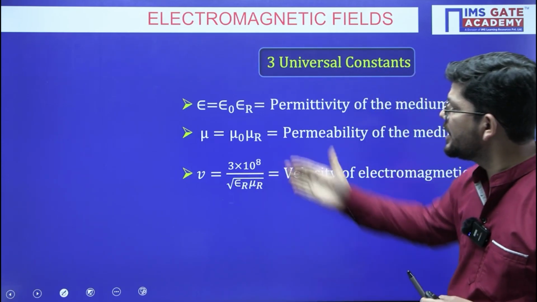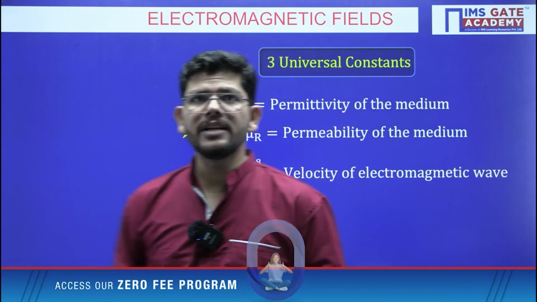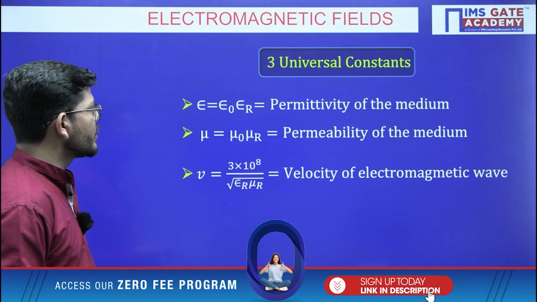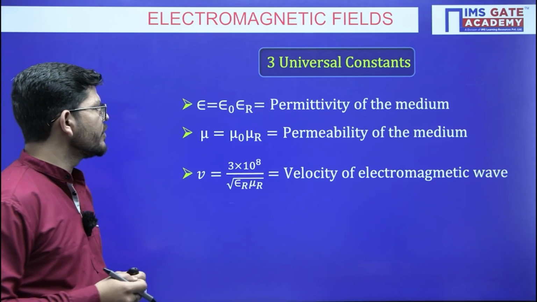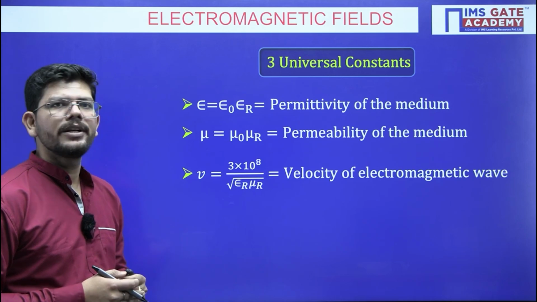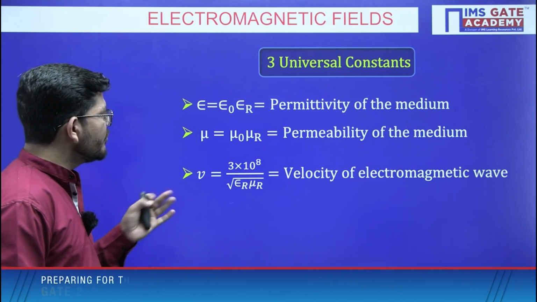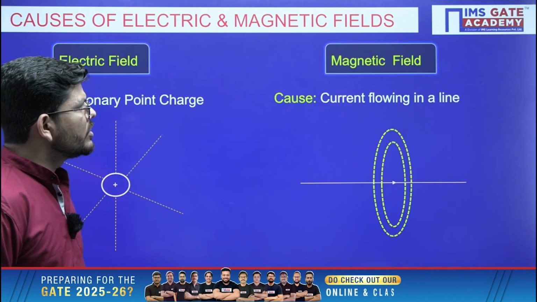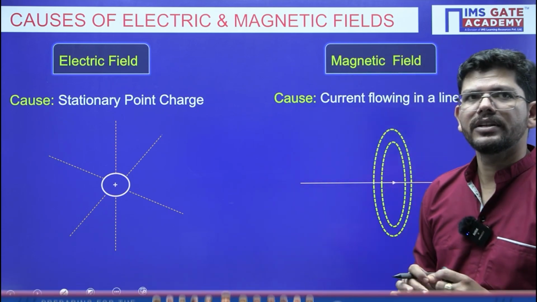Then there will be 3 constants that you will see coming very frequently in EMFT, and those constants are epsilon, the permittivity of the medium, which will be the topic of discussion under electrostatics; mu, which is mu naught mu r, the permeability of the medium, which will be a topic of discussion under magnetostatics; and v, which is the velocity of the electromagnetic wave. So these quantities you will frequently see in electromagnetics, right?